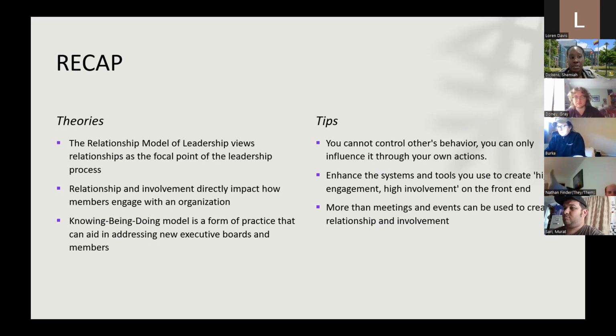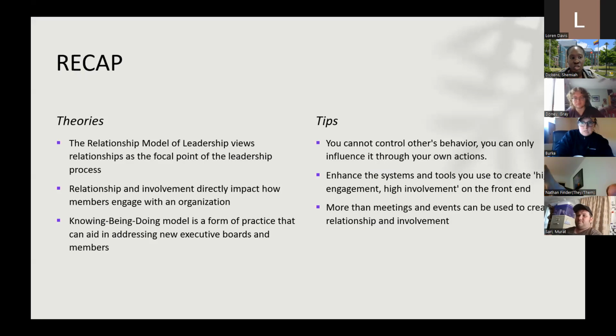And then just to recap some of the tips, right? You cannot control others' behavior. I'm not saying that if someone is low in involvement and low in relationship that you should kick them out of the club, right? But it really is for you to look at, okay, what ways can we increase the relationship portion? What ways can we increase the involvement portion? And that way, you're able to offer some opportunities for more engagement, a more cohesive group, with that purpose at the middle that we talked about earlier.